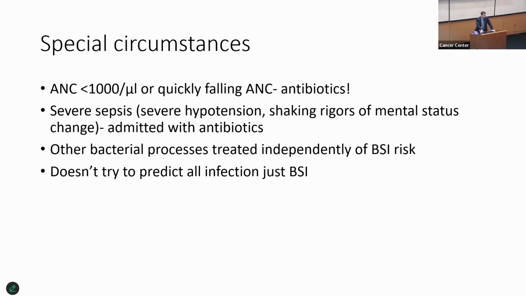Some of the special circumstances: if your ANC was under 1,000 or quickly falling, we always gave antibiotics. If you had signs of severe sepsis, so severe hypotension, shaking rigors, mental status change, all of those patients get antibiotics. We would also treat any other bacterial process independent of BSI risk. So if you have otitis media, or strep throat, or pneumonia, there are ways, as pediatricians, we work up all of these things. You really can't have one model that predicts all possible infection, and actually what ends up happening is it works against itself, and you really get no predictive ability. So this is really to predict just symptomatic BSI, bloodstream infection in particular.